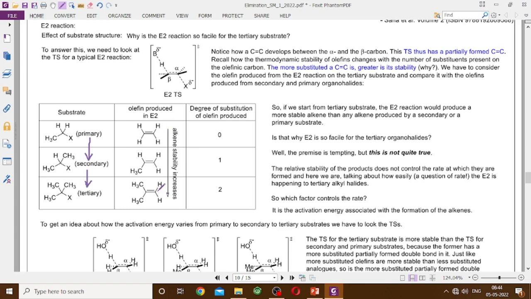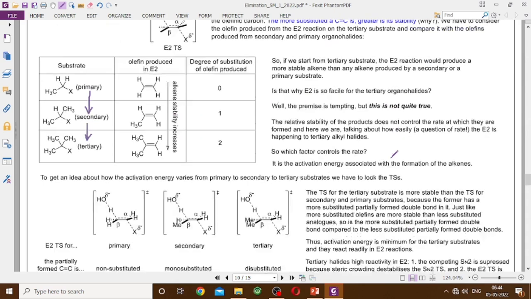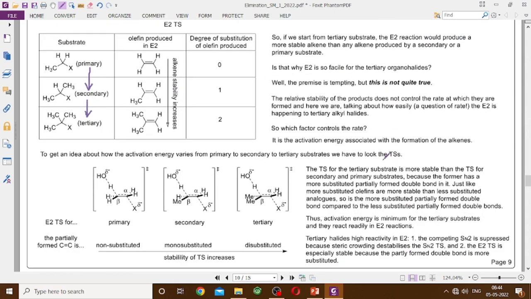As we know, the reaction rate is determined by the activation energy or the free energy of activation. The stability of the product does not dictate how fast the reaction will go. So we will have to consider the transition state. The transition states, when we consider them, you will see that for the primary we have this transition state with this substrate. For secondary we have this one, for tertiary we have this one.